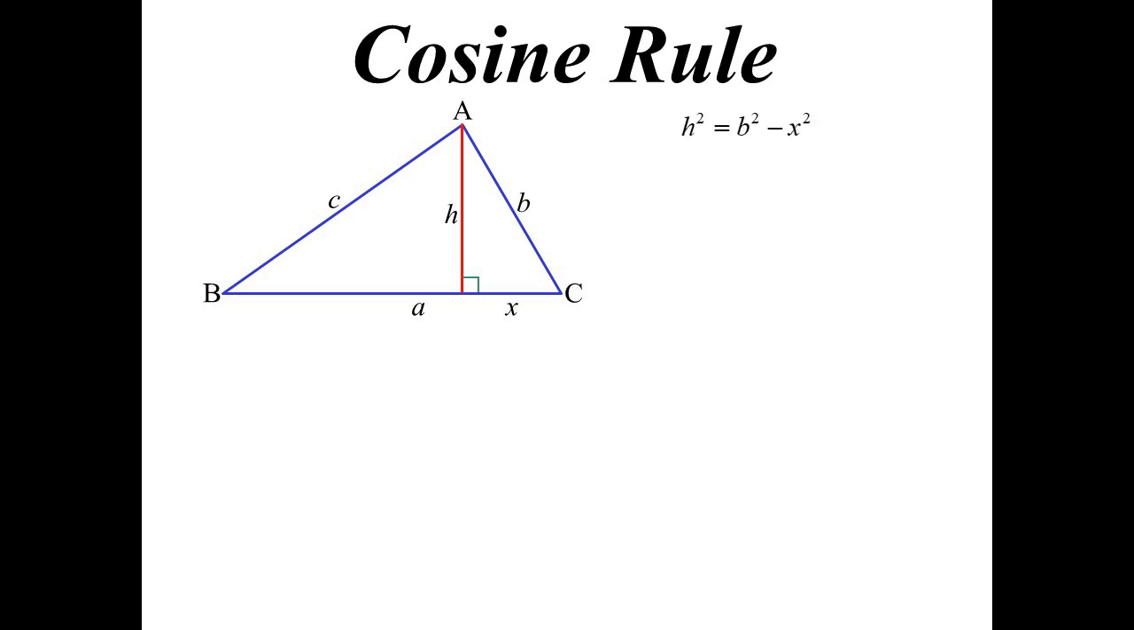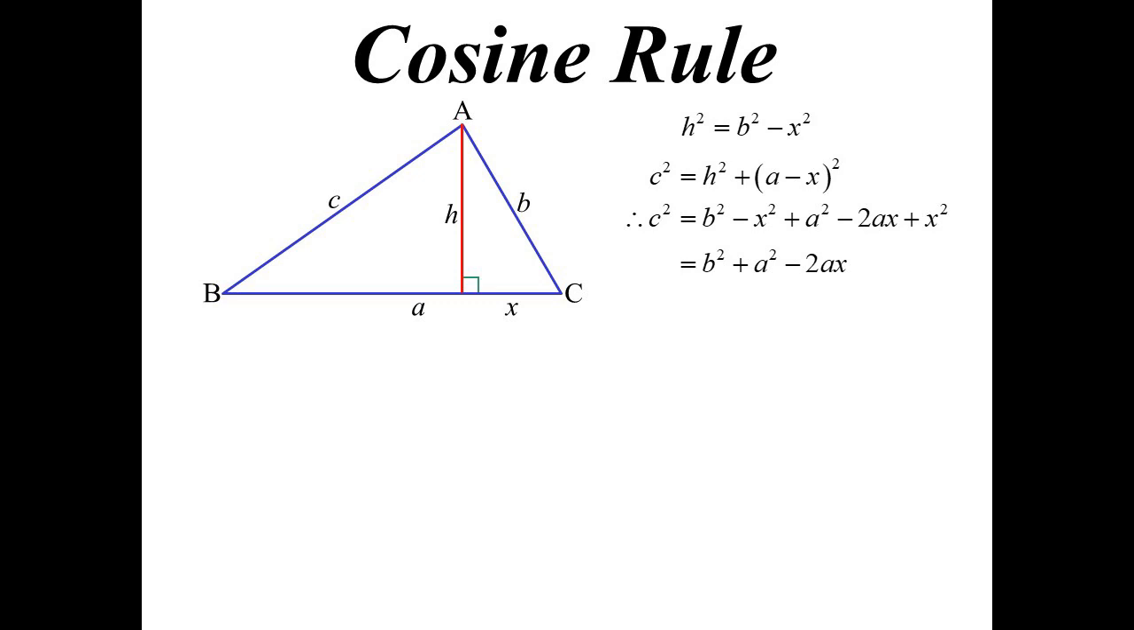So h squared would be b squared minus x squared. But also, c squared, using the other right angle triangle, would be h squared plus (a minus x) all squared. Well, the h squareds must be the same. So if I substitute the b squared minus x squared, we get c squared is b squared minus x squared plus a squared minus 2ax plus x squared.